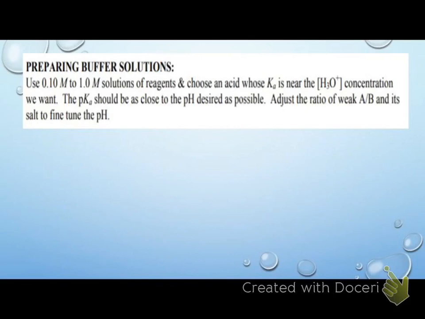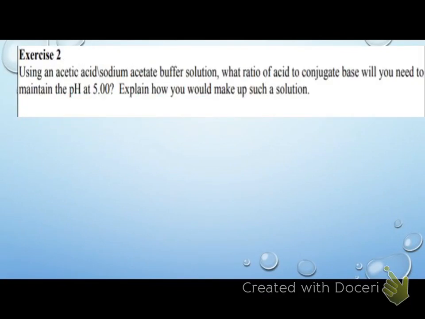Okay? So when you're trying to choose one, you want to choose one that is close to the desired pH. So if I say, hey, I need a buffer system at 7.5, try to find a pKa of something that's close to that, and then that makes a good buffer. Okay? Now we'll do this problem.